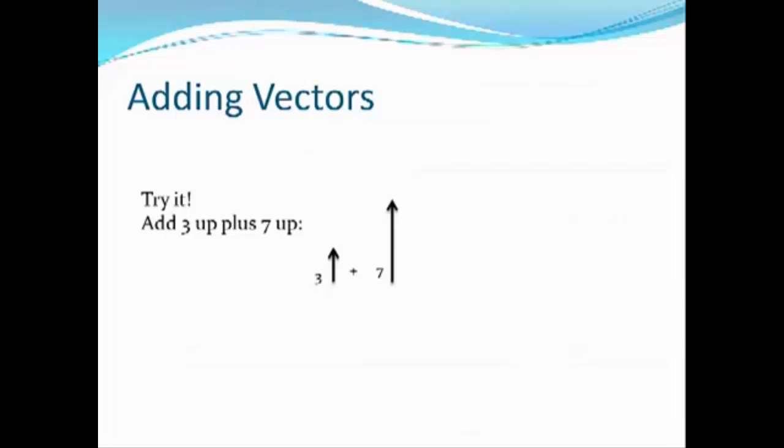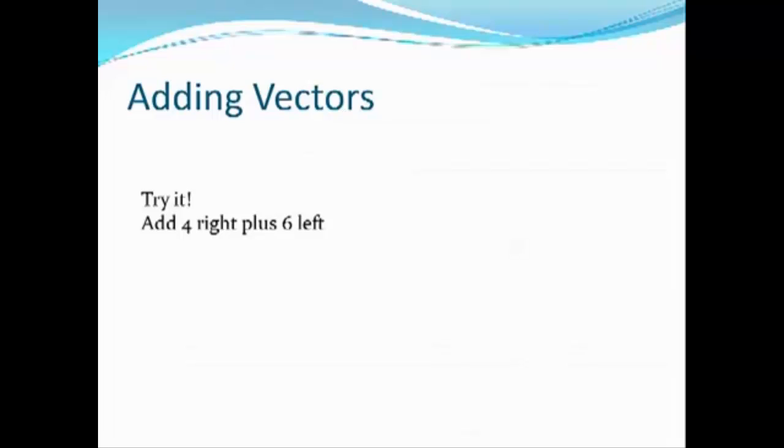Take some time now to try adding 3 up plus 7 up. Pause the video and in your notebook, see if you can add those two vectors. Pause the video now. Okay, if you put the tail of one vector to the tip of the other vector, you should get 10 up. Let's try another. 4 to the right plus 6 to the left.